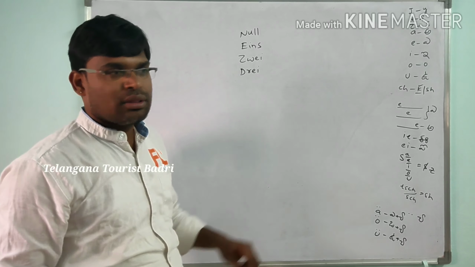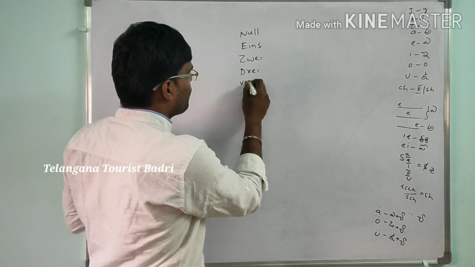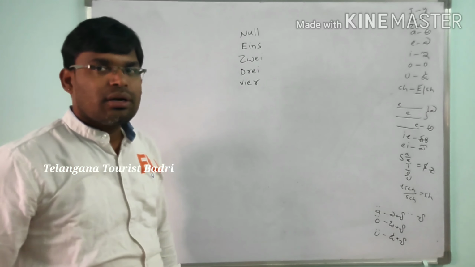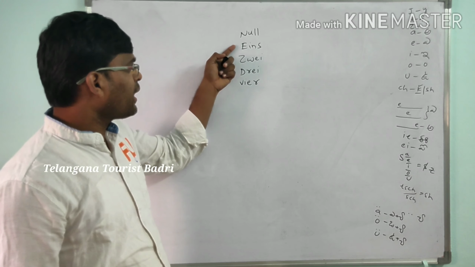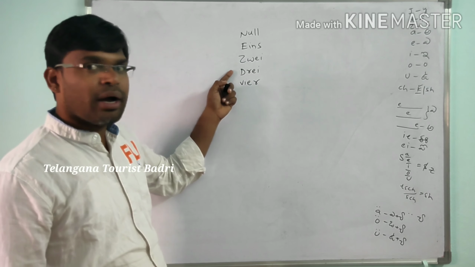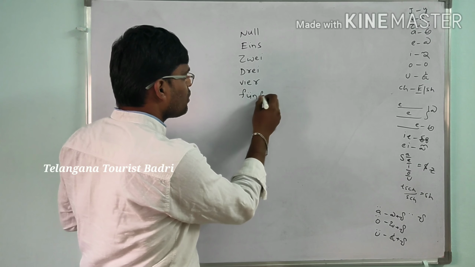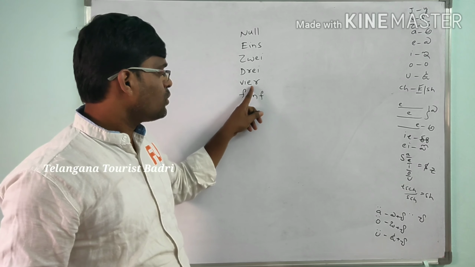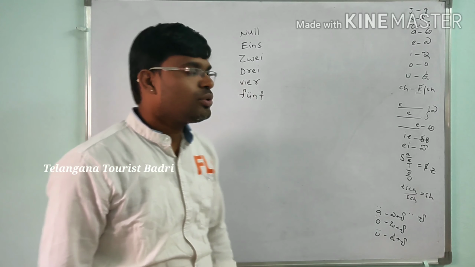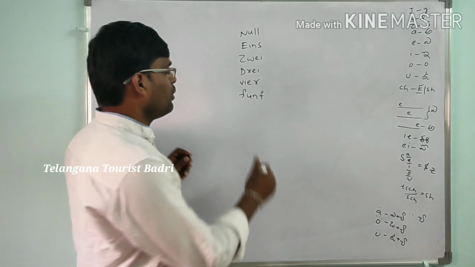Drei, drei. Vier. Null, eins, zwei, drei, vier. Then fünf. So the dots over the u is like a ja sound. So it is fünf, fünf.